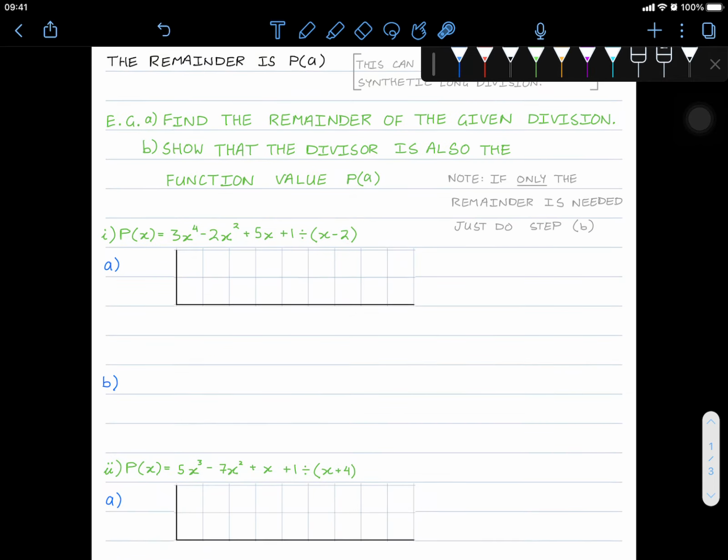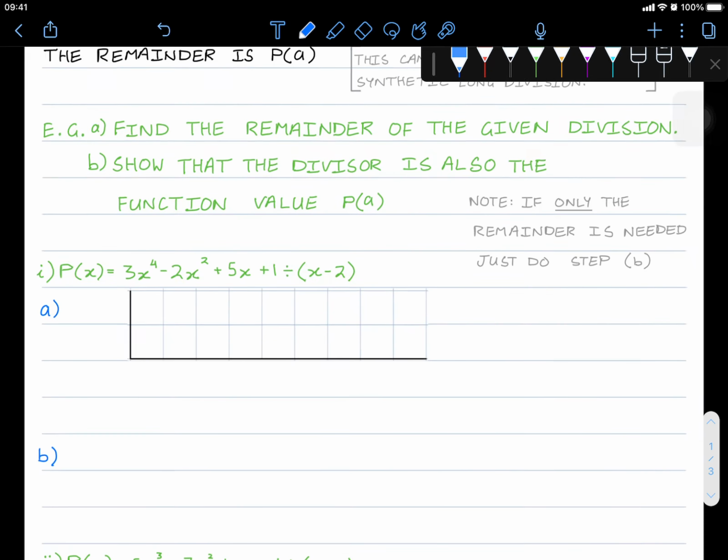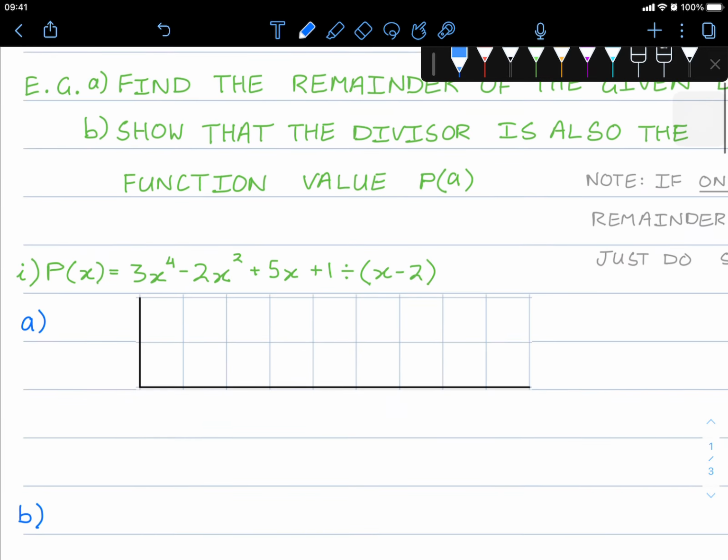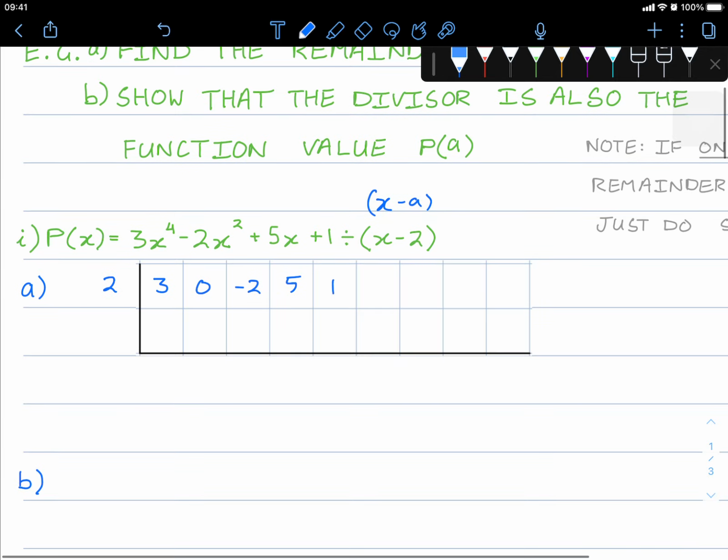You can pause the video and try to do a synthetic long division yourself. Now remember, of the form x minus a, in this case the value of a is 2. Taking the coefficients of our dividend: 3x to the power of 4, 0x cubed, negative 2x squared, 5x, and 1.